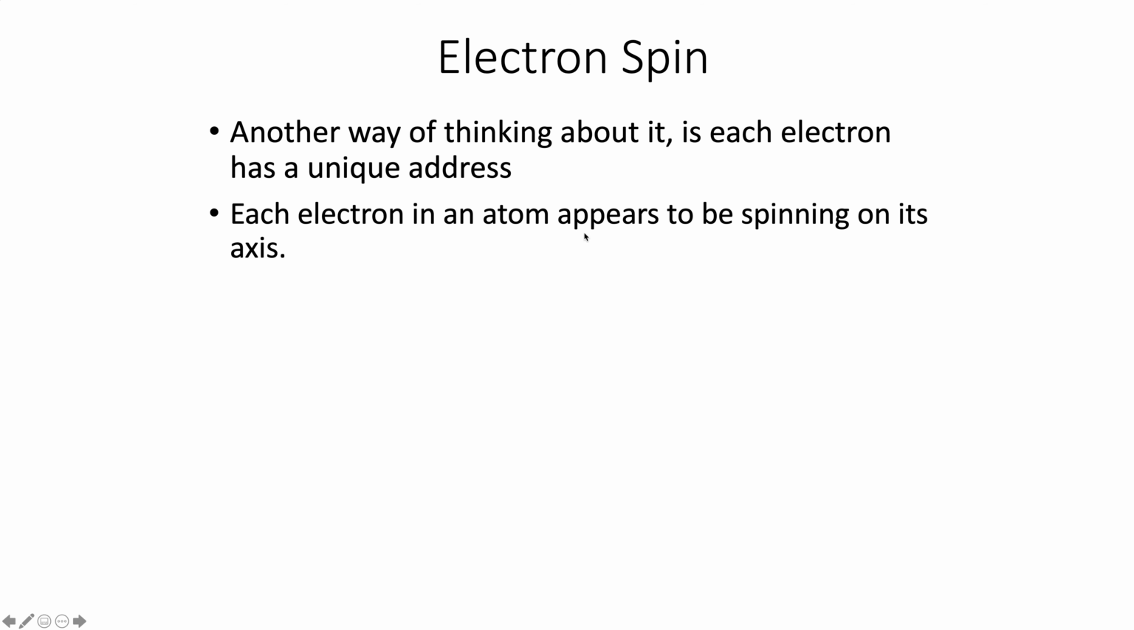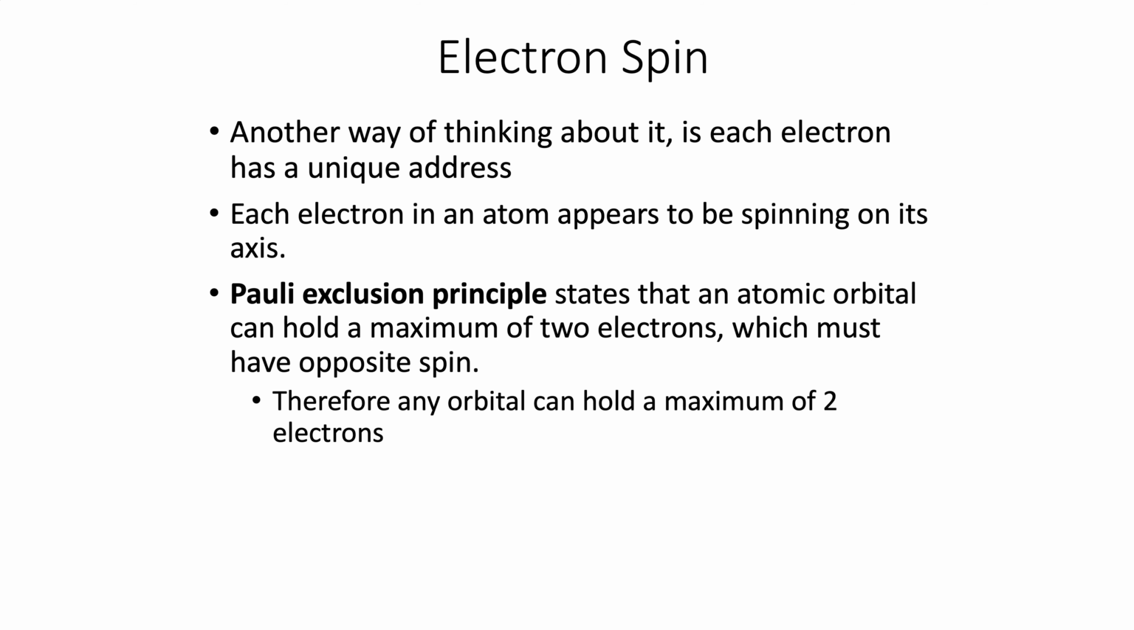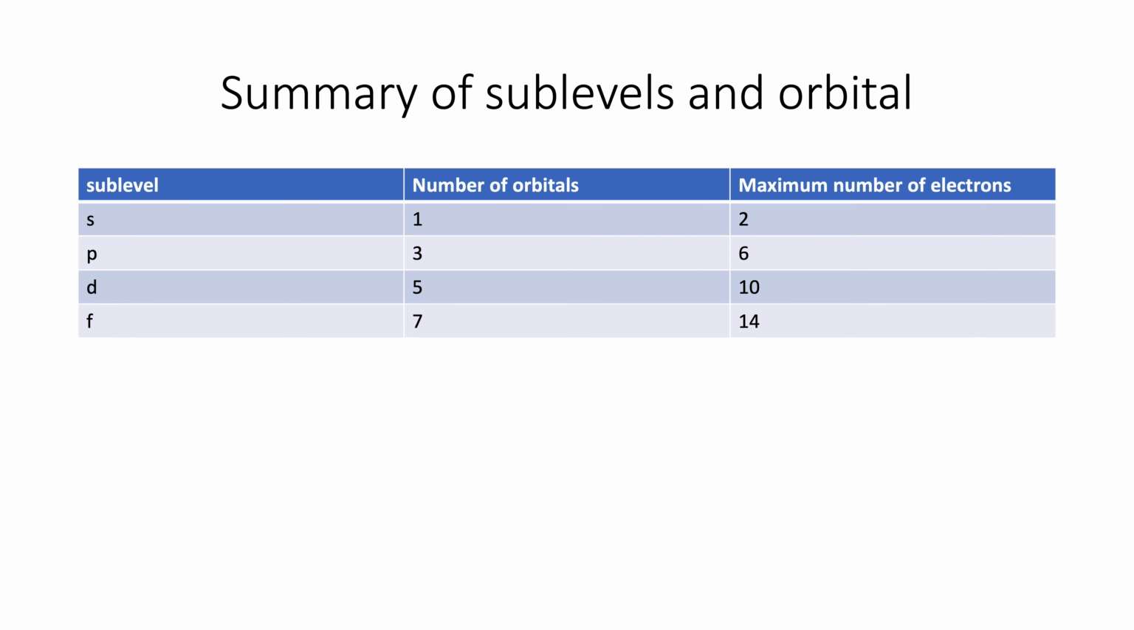And so each electron in an atom will spin on its axis. What's called the Pauli exclusion principle says that no 2 electrons can have the same address, can't be in the same place at the same time. And so they have opposite spins. So one spinning up clockwise, one spinning counterclockwise. We typically represent it with arrows. So any orbital can hold a maximum of 2 electrons. Therefore, if there's 2 electrons in an orbital, they have opposite spins.